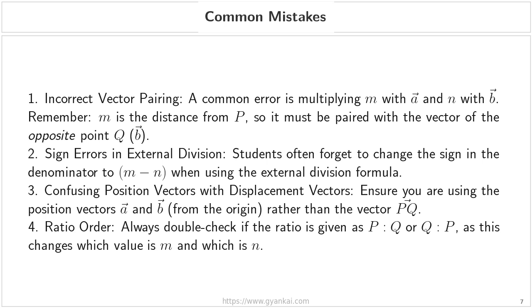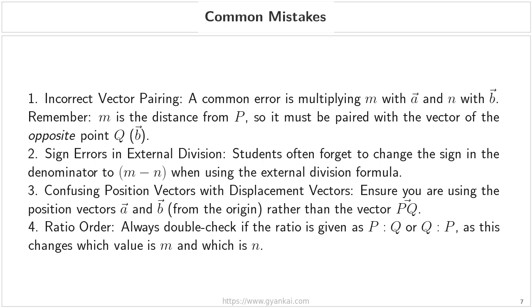Finally, always double-check the order of the ratio. The values of m and n depend entirely on the direction of the ratio. You must check if the ratio is given as p to q or q to p, because swapping these will change which value is assigned to m and which is assigned to n, ultimately changing your entire calculation.